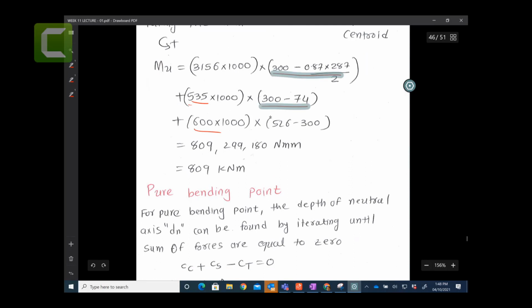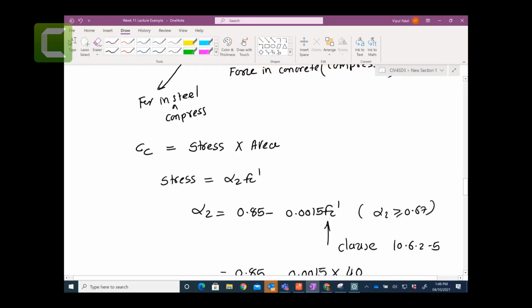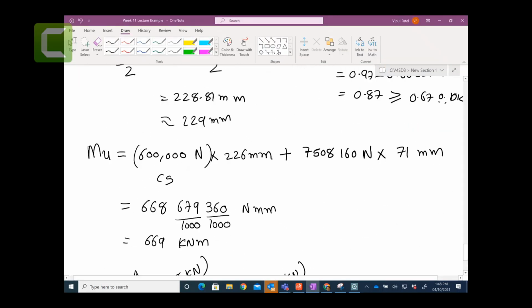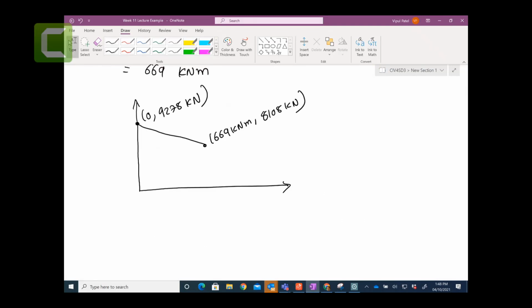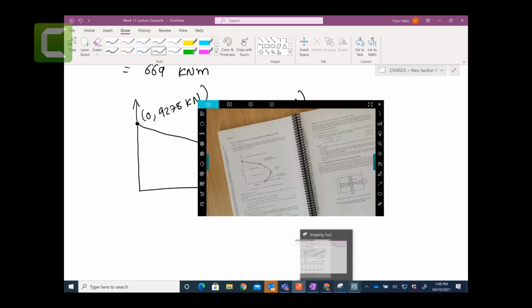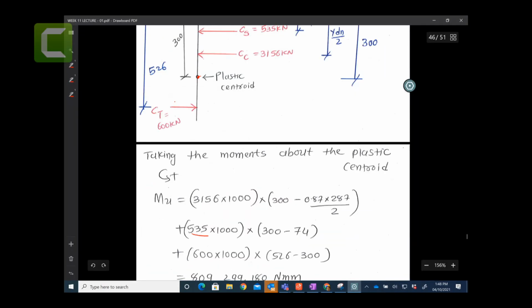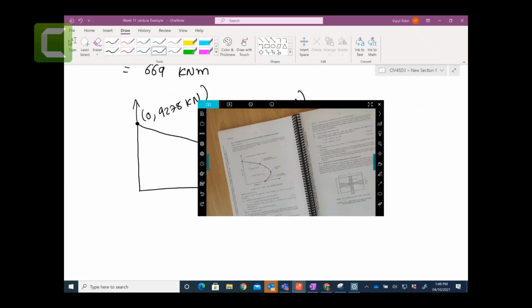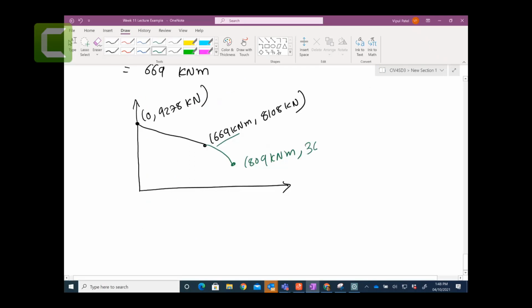And taking the moments about the plastic centroid, we know this moment value 809 kilonewton meters, which by the way should be more than what we predicted. So you have about 809 kilonewton meters, and the load is 3091. So that is fine. 3091, which is below this one. So that is good. Looks nice so far.